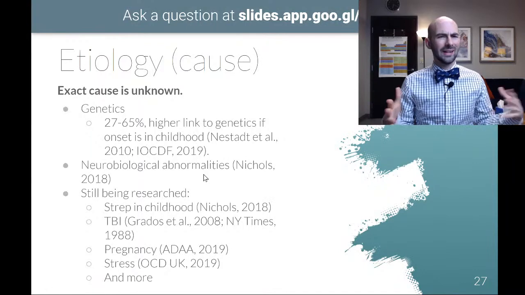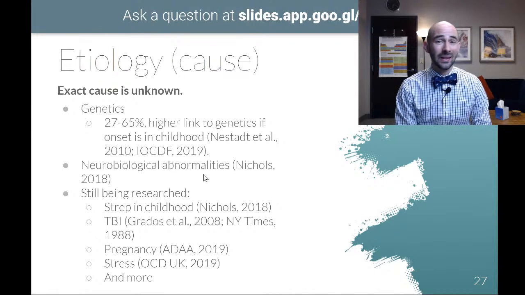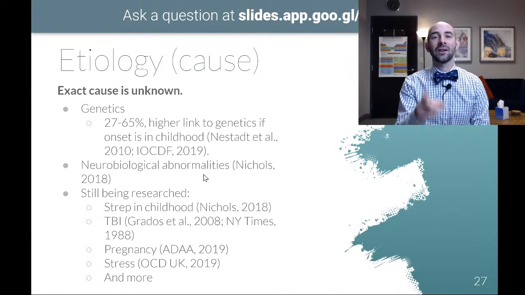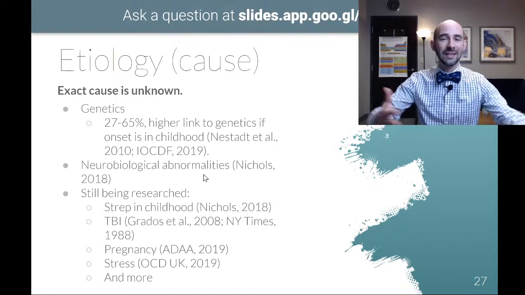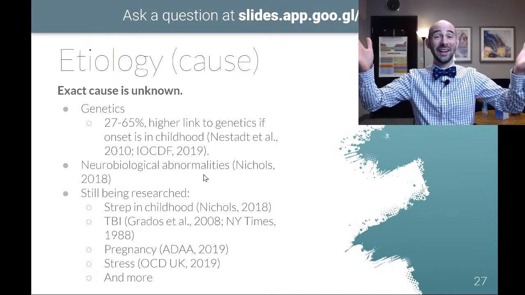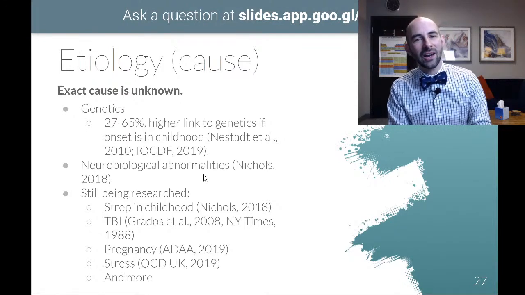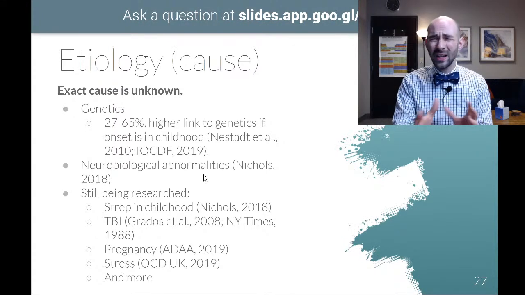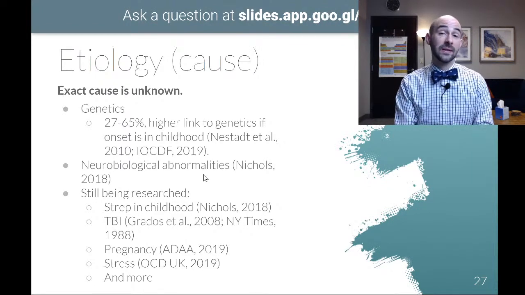Okay, etiology. This is causation. What is the cause? As with many things in this life, we don't always have a chance to say this exactly is the cause, there's one reason, there can't be any other reason. Genetics: about 27 to 65% heritability of OCD. Wow, that's a huge range. It's higher if the onset is in childhood. If I recall correctly, about 40 to 65% of the heritability can be genetic if the symptoms manifest themselves in childhood.